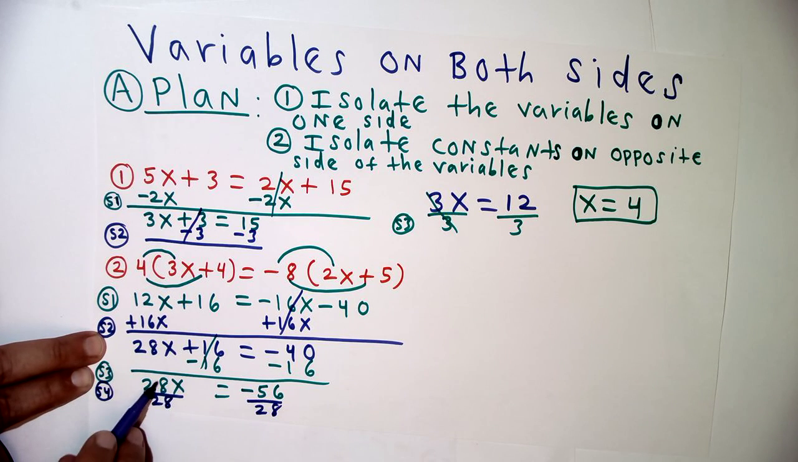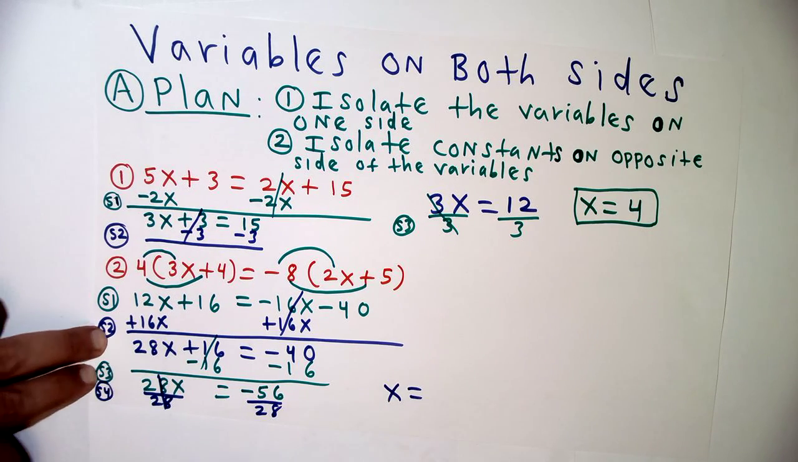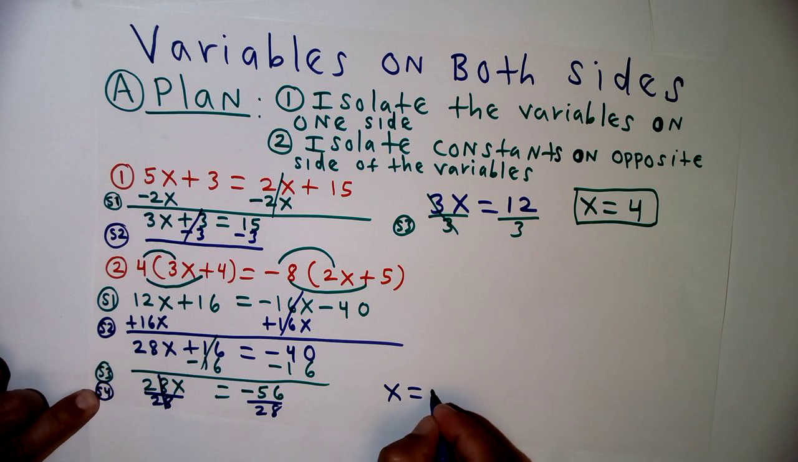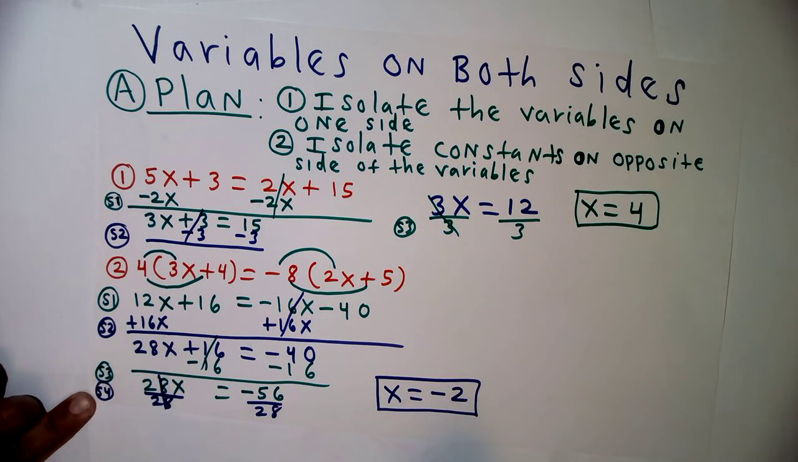And once again, 28 divided by 28 gives you 1. So the 1 is optional, so I'm going to say x equals, now negative 56 divided by 28, don't forget, since you have opposite signs, automatically it's going to be negative, and clearly you're going to get 2. So your final answer here is going to be x equals negative 2.